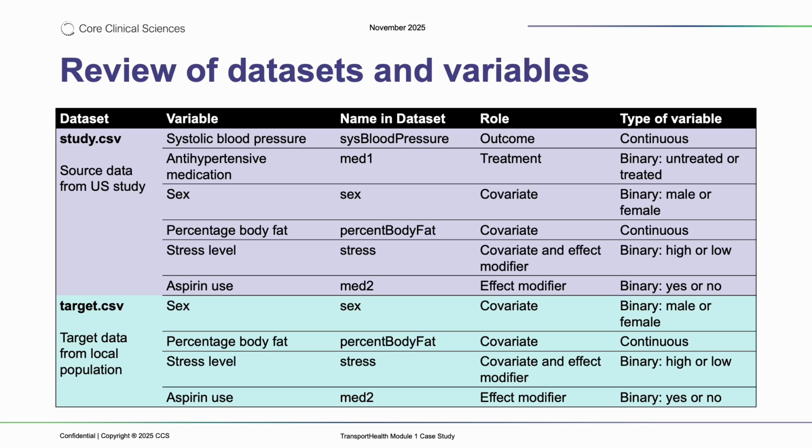And then we also have our target data set, and this is the data from the local population, also individual level patient data, and it includes information on the covariates and the effect modifiers. So 4 variables in that data set: sex, percentage body fat, stress level, and aspirin usage.